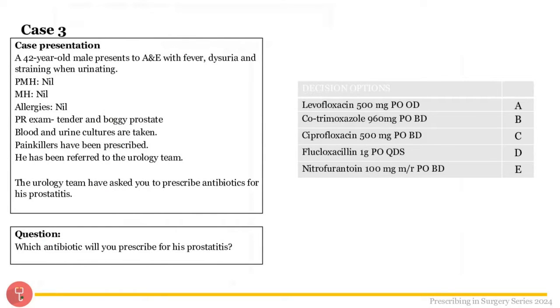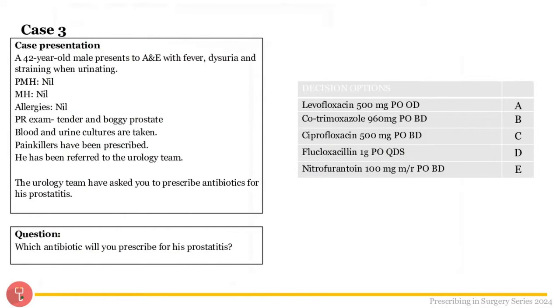Someone said they can't see the questions. I've just released the questions into the chat via the poll. Okay, so moving on to case 3. Let me know if you can see the questions for case 3.